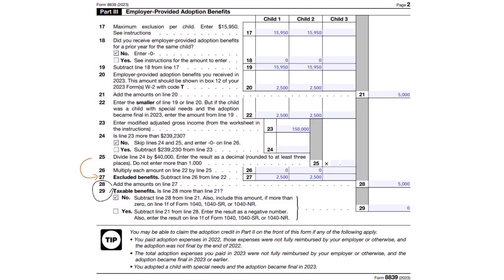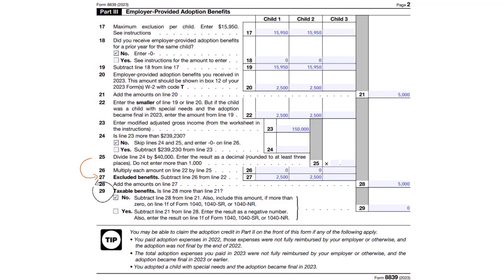So we put no here. So you can see that we put no. So if it's no, then you have to subtract line 28 from line 21. And also you have to include this amount, if more than 0, on line 1F of Form 1040, Form 1040-SR or 1040-NR.